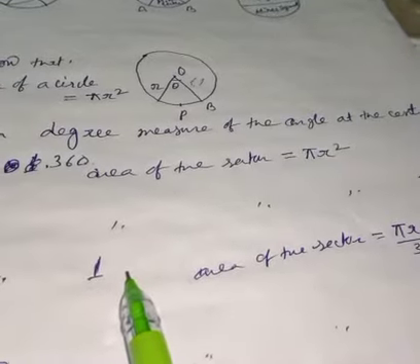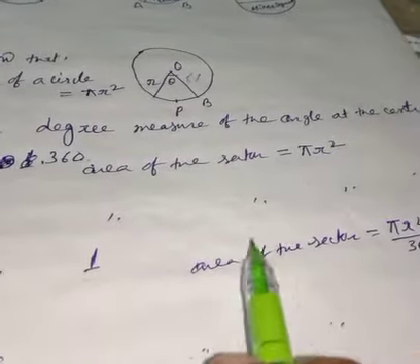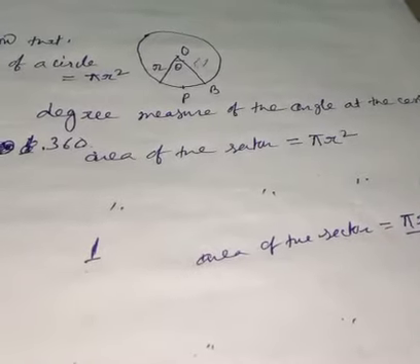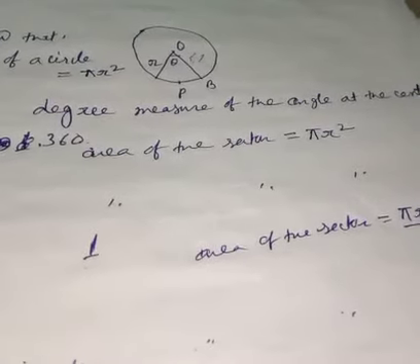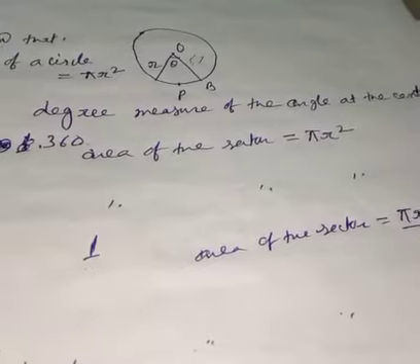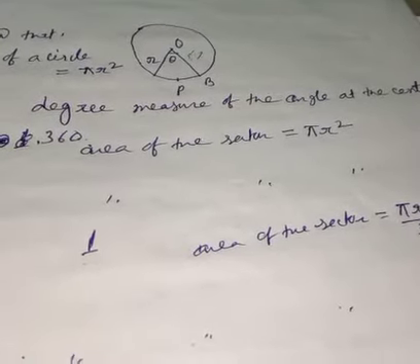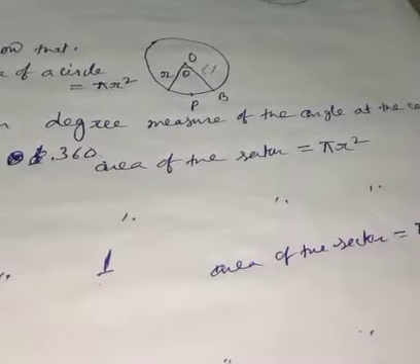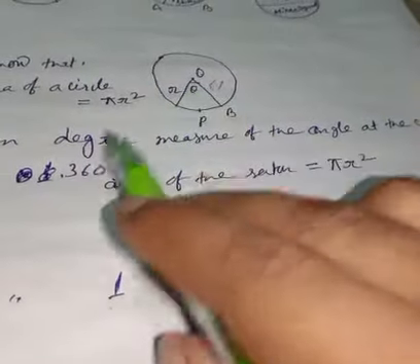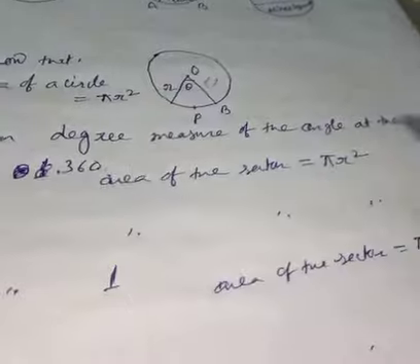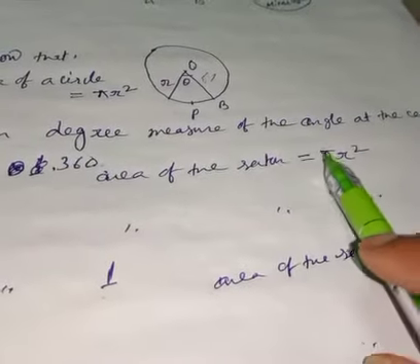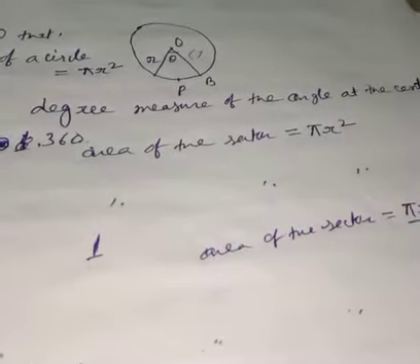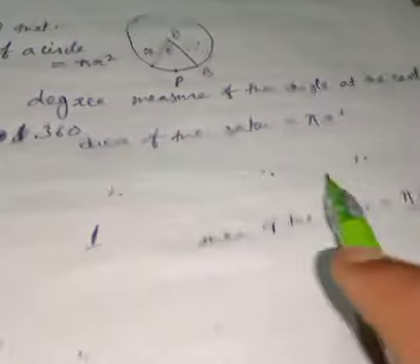1 degree, the area of the sector uses the formula pi r square, with angle 1 degree, so you can write pi r square into 1 by 360. If the angle is 360, then the 360 cancels and you get pi r square. But if the angle is 1 degree, you get pi r square by 360.